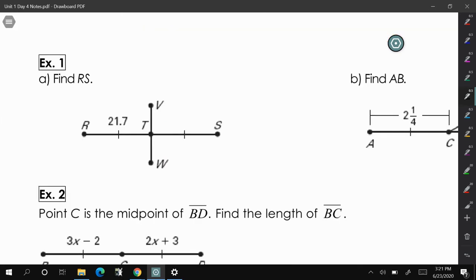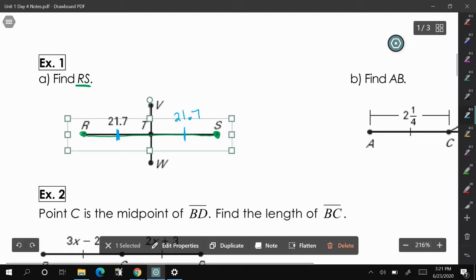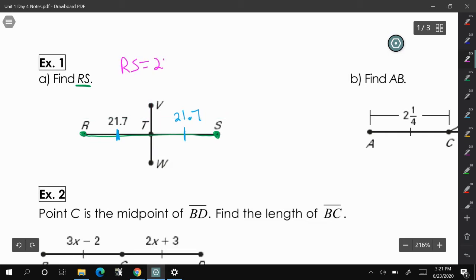Now let's look at some examples here. Example number one is asking us to find RS. Well, RS is this whole segment, and we know that this part and this part are congruent. RT and TS are congruent. So if RT is 21.7, that means TS is also 21.7. So that means RS is equal to 21.7 plus 21.7, which then gives us RS equals 43.4. And we don't have any units in the problem, so we leave it like that.